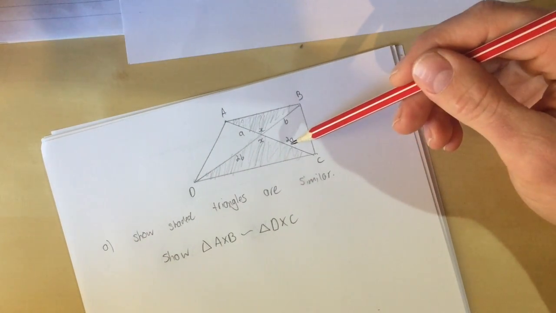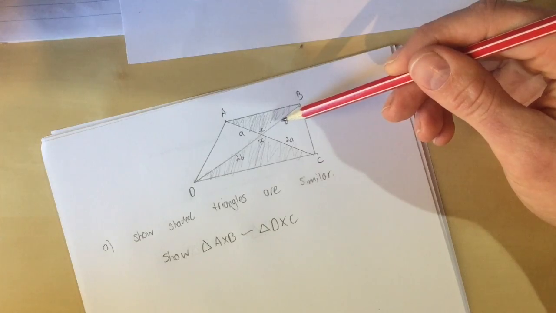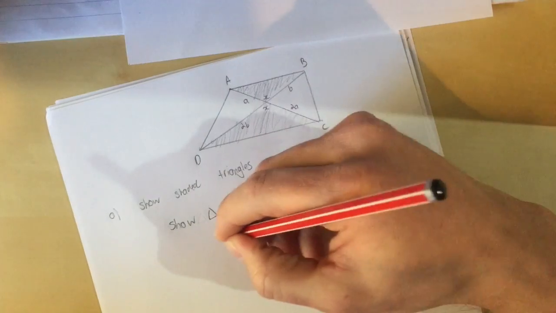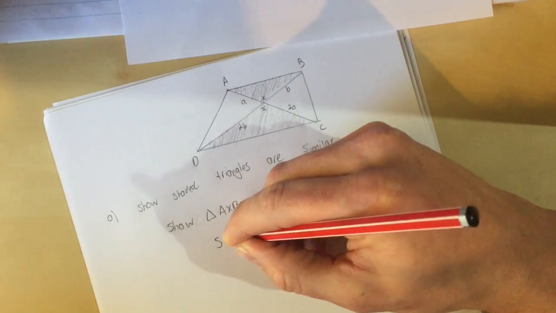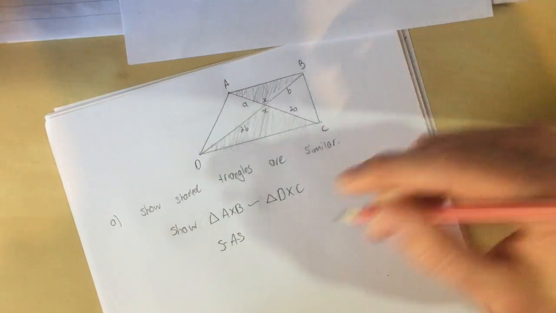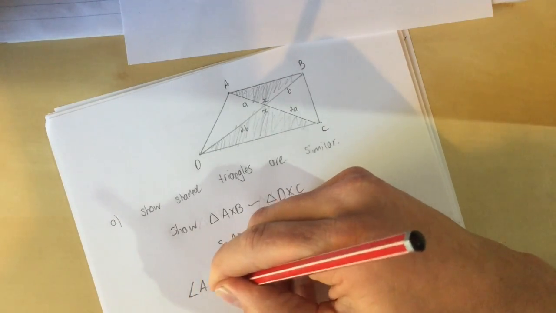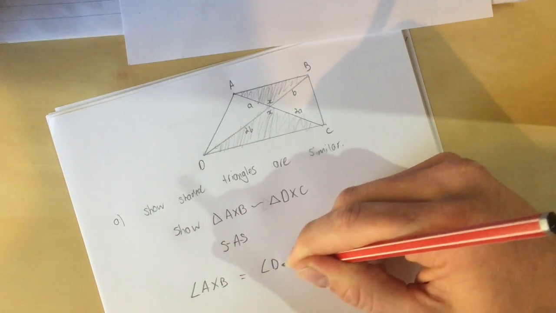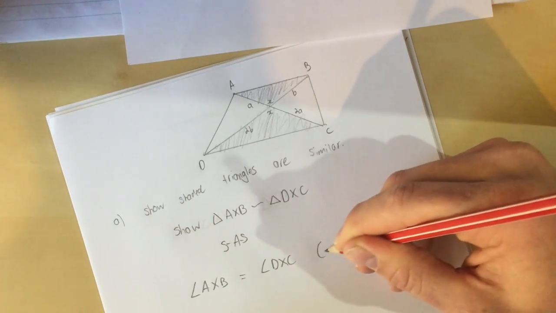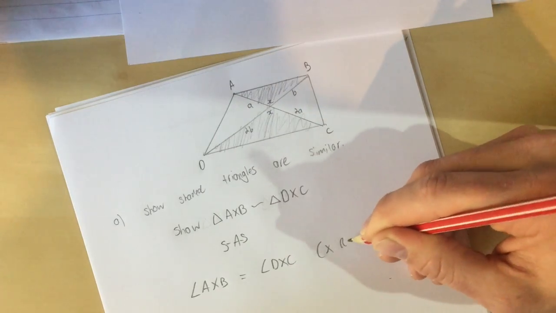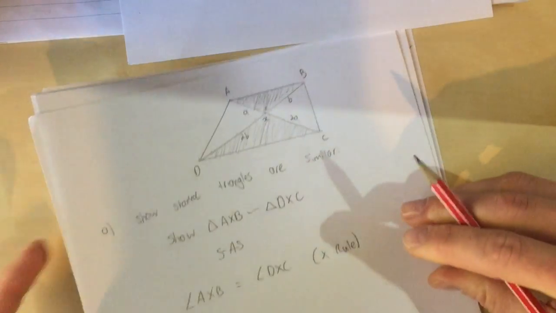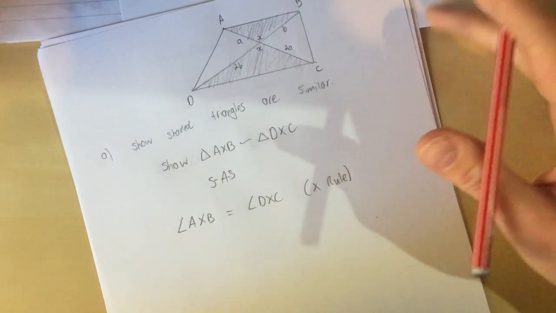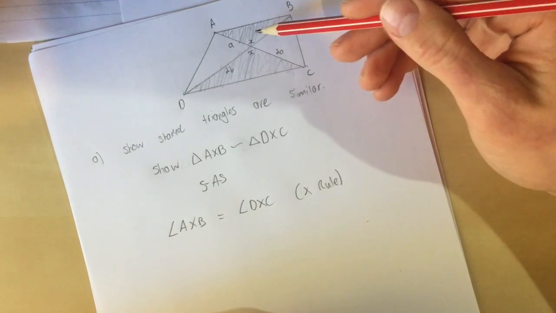And then from there, we can see that both these triangles have two sides on them. So straight away, we can denote that we can use the side angle side rule. So we know that angle AXB is the same as angle DXC, and that's just from the X rule. From here we need to find out if there is a scale factor to class these triangles as similar.